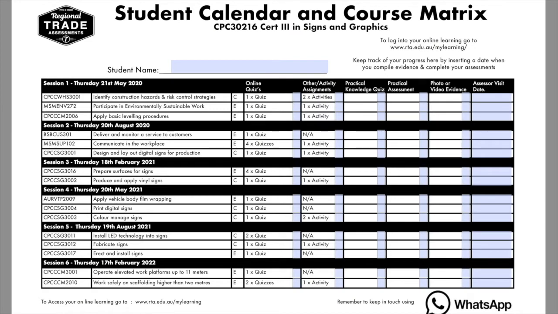This matrix is the one document that I use to track your progress as you work through the course. And I just want to show you what's on here and tell you why these things are here. So obviously the first thing we look at is that there's 6 sessions on this matrix. They vary from student to student depending on what the course is, etc. But for this particular matrix, we've got 6 sessions.